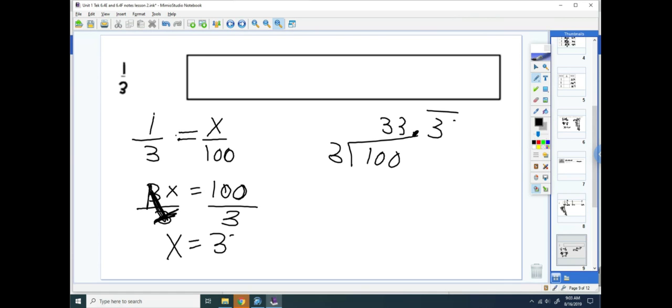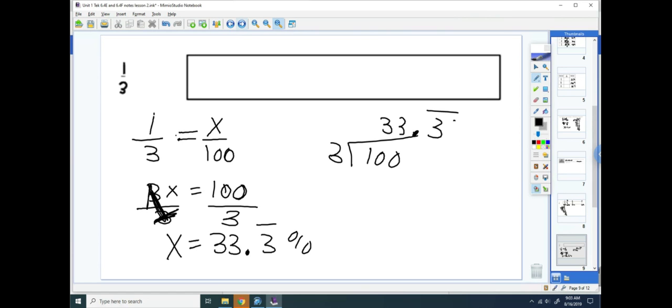So this will be 33.3% repeating. A lot of these fractions you're going to start getting used to seeing all the time. Once you see 1/3, you know that equals 33.3%, or as a decimal, 0.33 repeating. You'll get used to these more often as you see them.